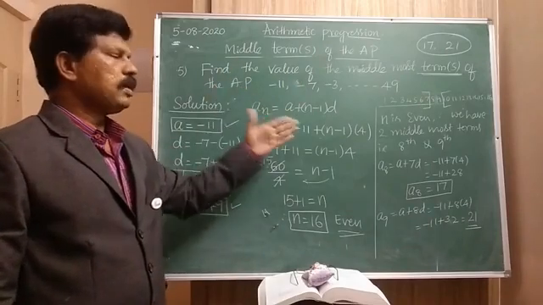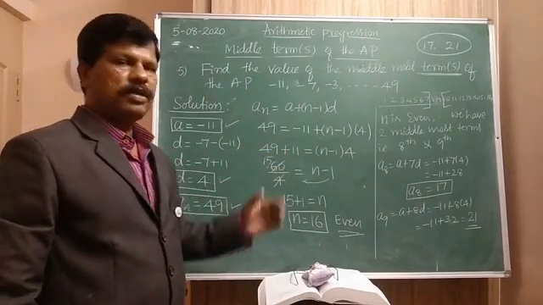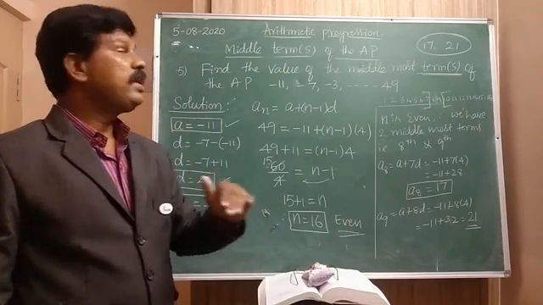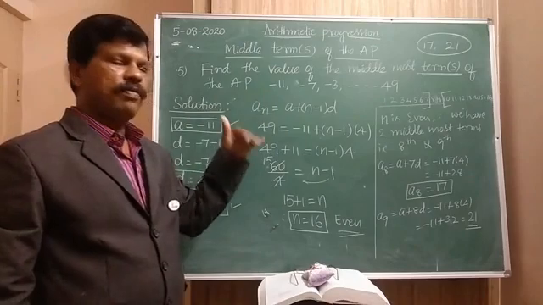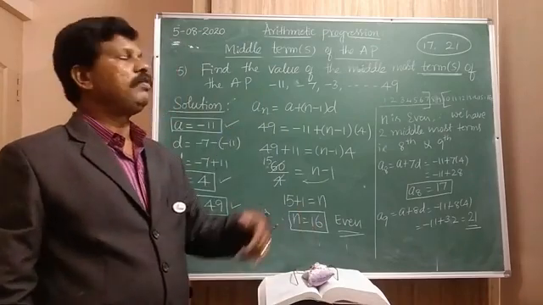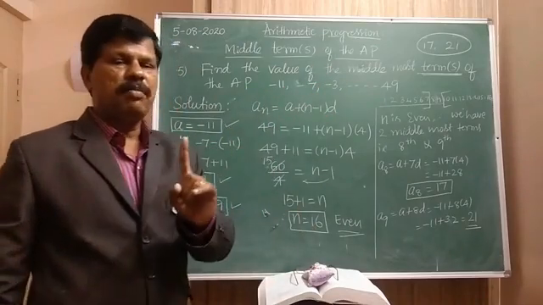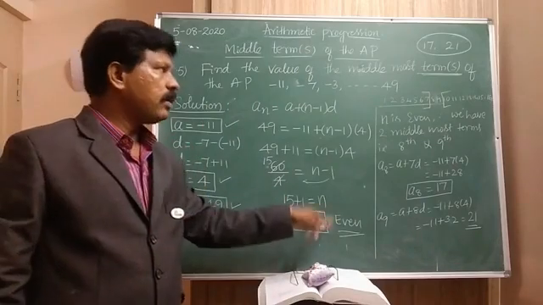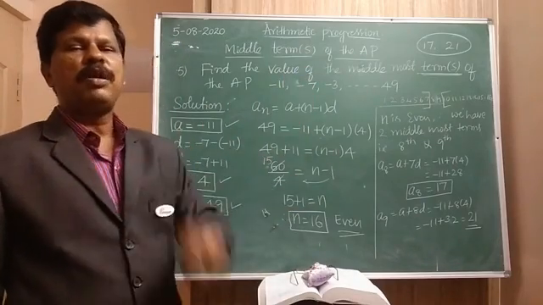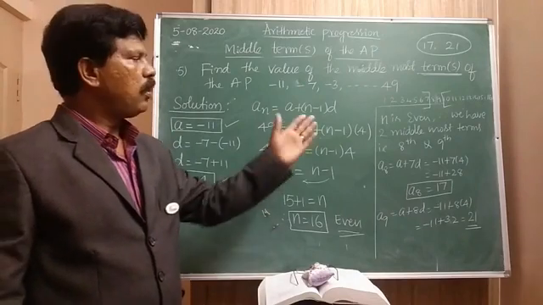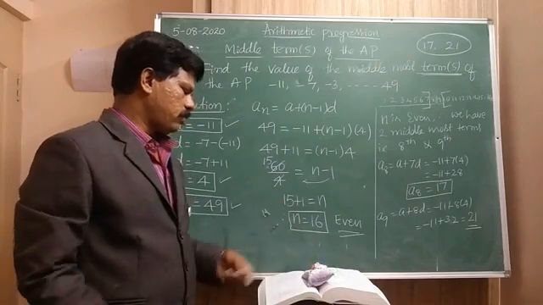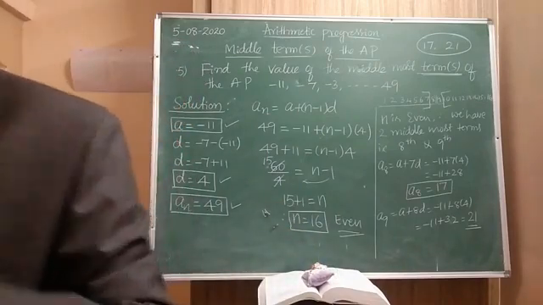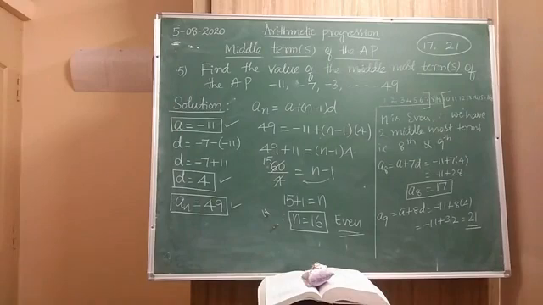So what is important here? First, we should find out the number of terms, how many terms that AP consists of. Based on that, if n is an odd number, then we will get only one middlemost term. If n is even, then we will get two middlemost terms. So this is the way to find out the middlemost term.